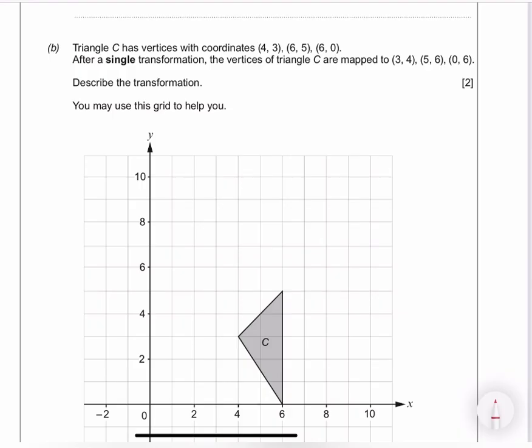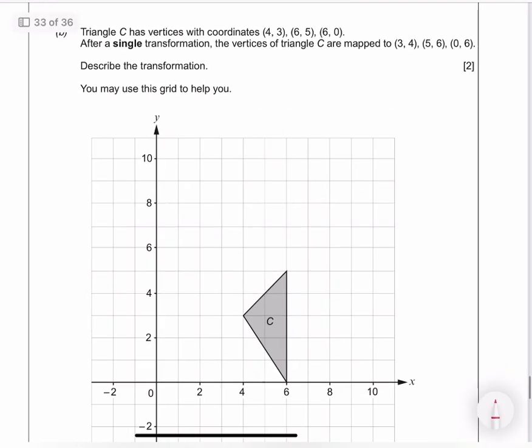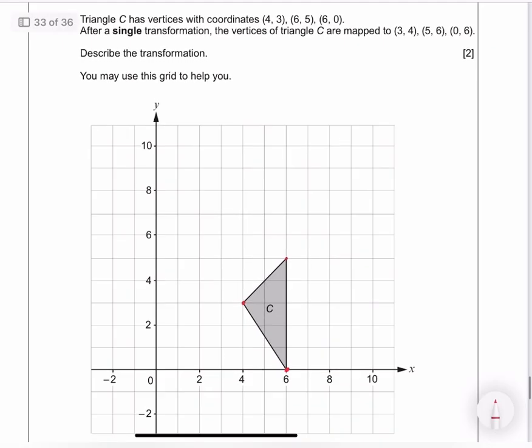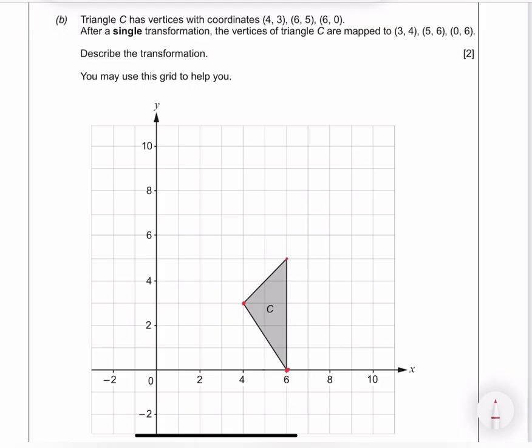Okay, part B. Triangle C has vertices with coordinates. We've got coordinates there for each vertex. We just double check that. That's 6 and 0. That's 4 and 3. That's 6 and 5. Yeah, 3 vertices, 3 corners. So after a single transformation, the vertices of triangle C are mapped. So we just need to find the other 3. Let's mark the other 3 coordinates like I'm doing: 3 and 4, 5 and 6, and 0 and 6, and just join them together.